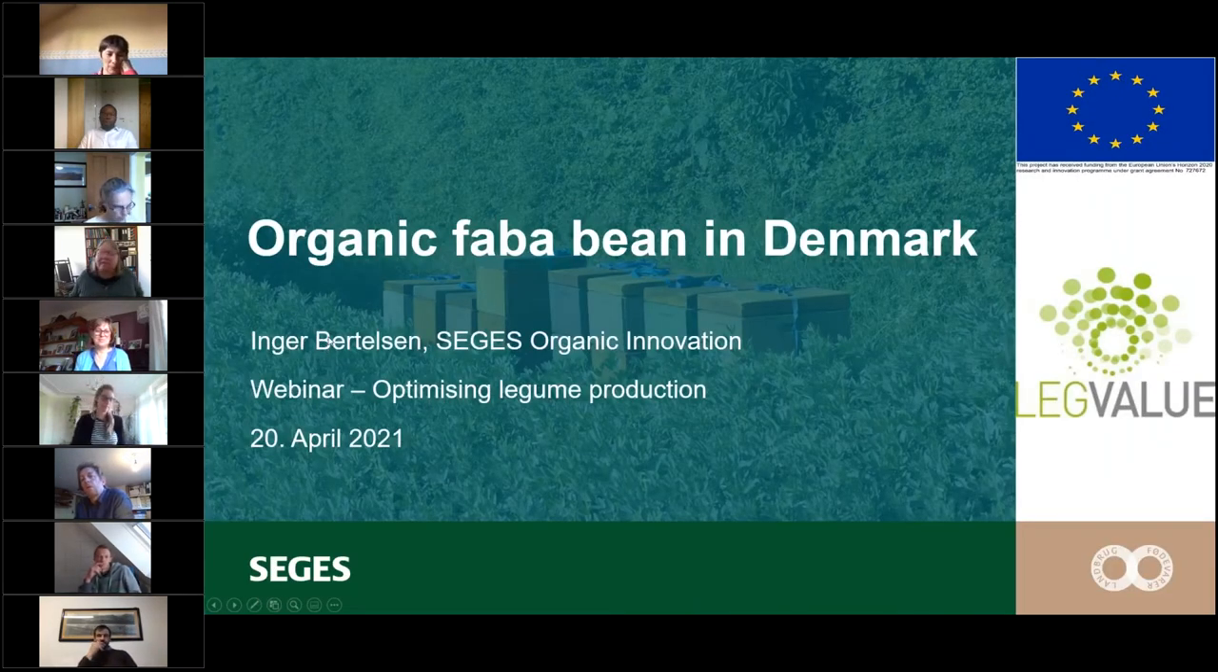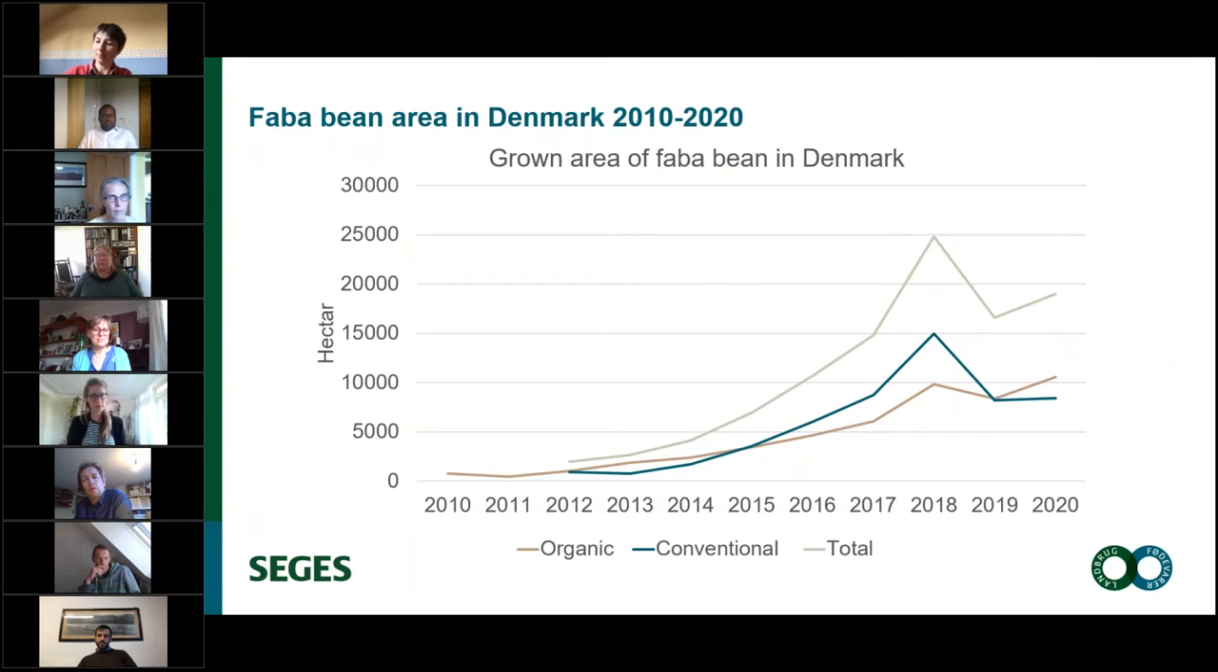Thank you. I'm going to give a short presentation on faba bean growing in Denmark, with the main focus on organic growing. I start out with this graph showing the growing area of faba beans in Denmark. As you can see, it has increased during the last 10 years.